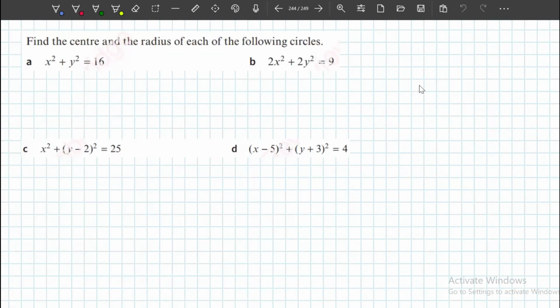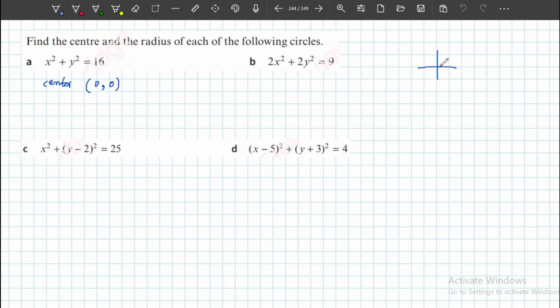Here we have a few questions related to the equation of a circle. Find the center and radius of each of the following. First, if you see, it straight away says x squared plus y squared. It means the center is 0, 0 because there is no x minus a whole square or x minus 2 whole square or x plus 1 whole square. So straight away we can say that the center of this circle is 0, 0, which means it passes through the origin of x and y.